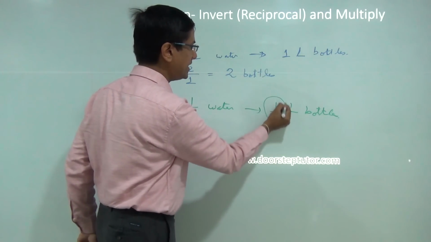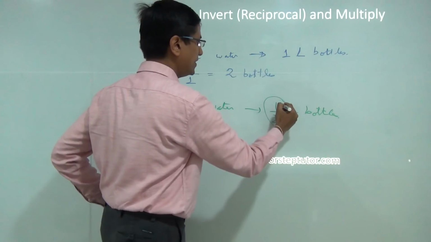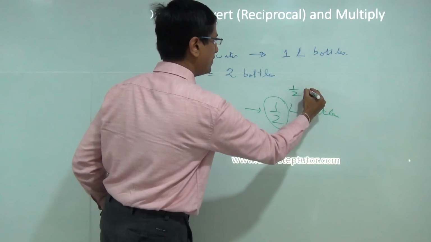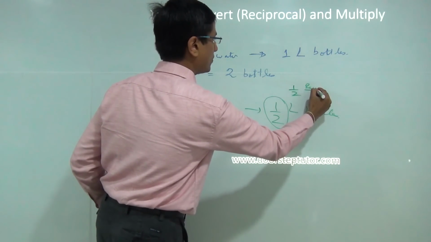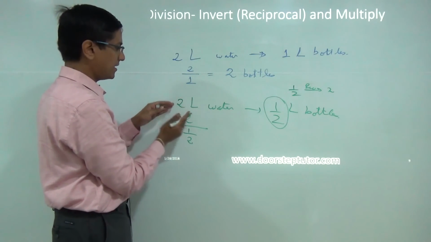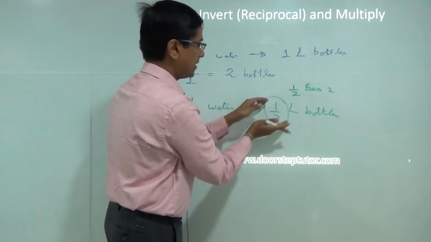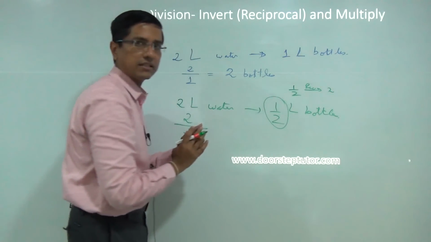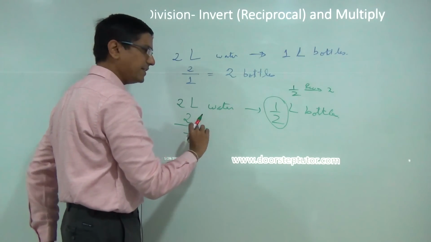2 is nothing but the reciprocal of this number, half. The reciprocal of half is 2. So for each liter of water here, I need the reciprocal of half, which is 2 bottles. So this is why this trick works.